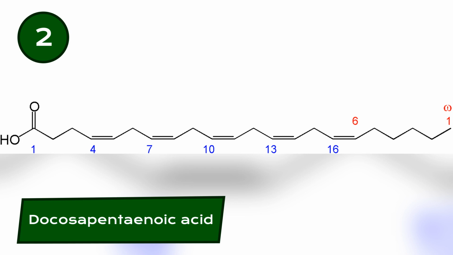DPA is primarily used to designate 2 isomers: all cis-4, 7, 10, 13, 16 docosapentaenoic acid, i.e. 4Z, 7Z, 10Z, 13Z, 16Z docosapentaenoic acid, and all cis-7, 10, 13, 16, 19 docosapentaenoic acid, i.e. 7Z, 10Z, 13Z, 16Z, 19Z docosapentaenoic acid.